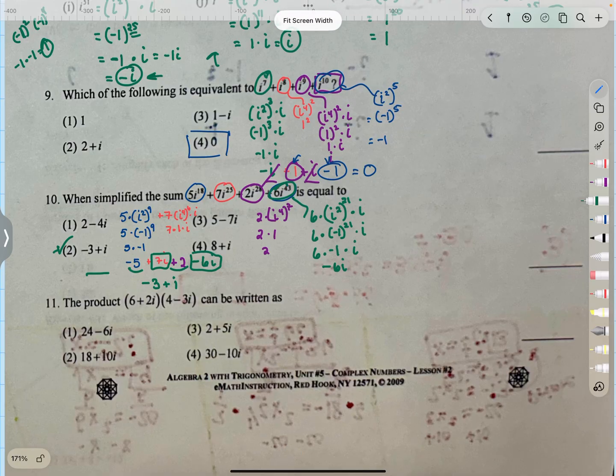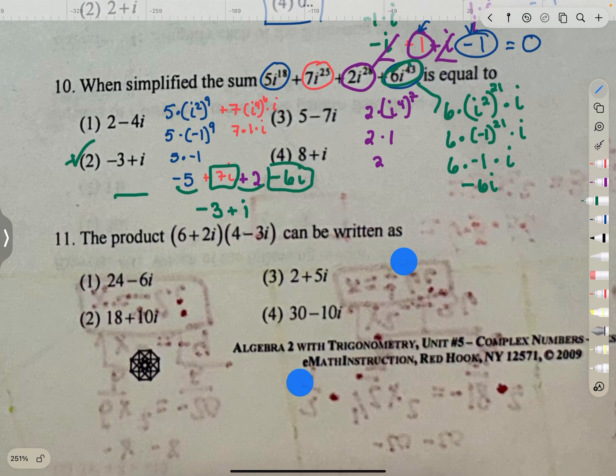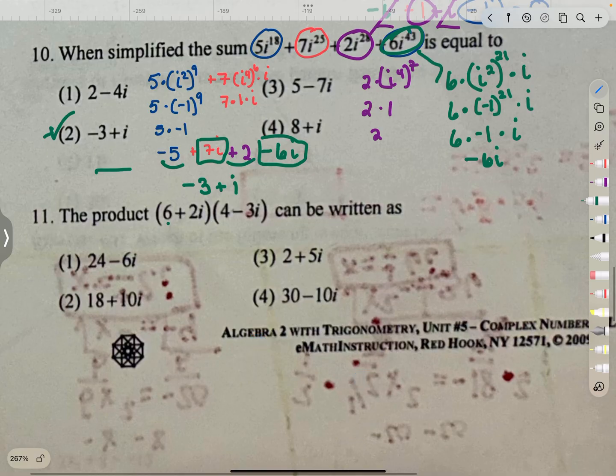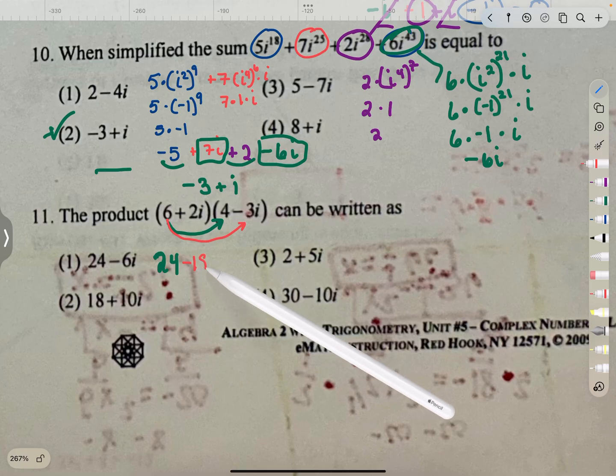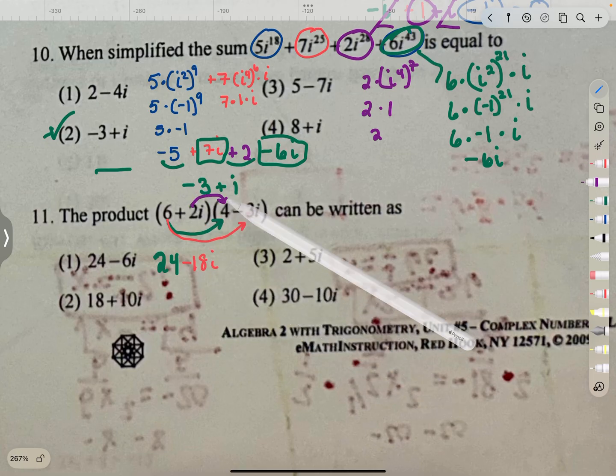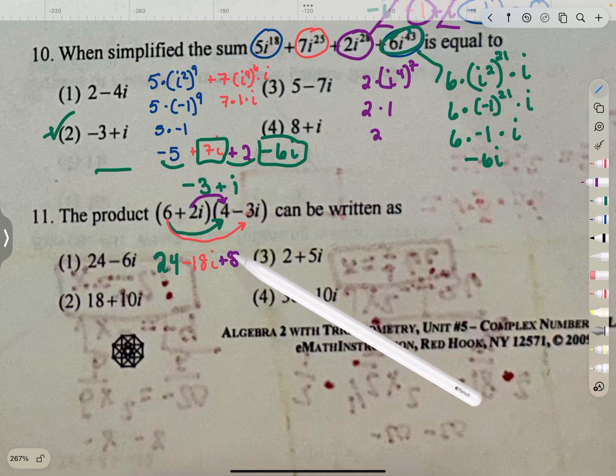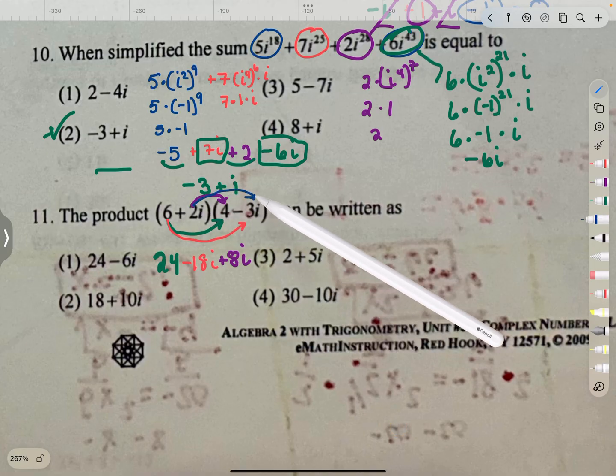No problem. And then last one, these are just a multiplication problem, right? So we go 6 times 4, 24. Ooh, almost tipped over my iPad. Then I go 6 times -3i, and I get -18 times an i. And then I go 2i times 4, so the 2 times 4 is an 8, and it's also times an i. And then the last distribution is 2i times the -3i.